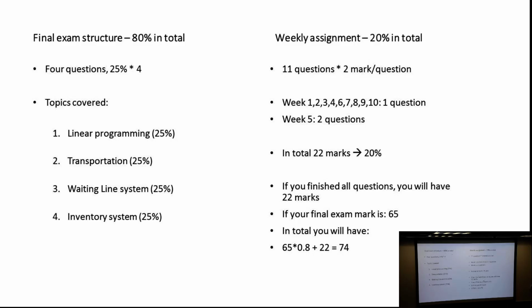So for example, if you got your mark at 65 in your final exam, but you finish all the assignments, so you receive 22. So in total, you will receive 74. So that's your total marks. That's actually okay. So it's a distinction marks. So this is about weekly assignments, and I hope you could finish them very easily.